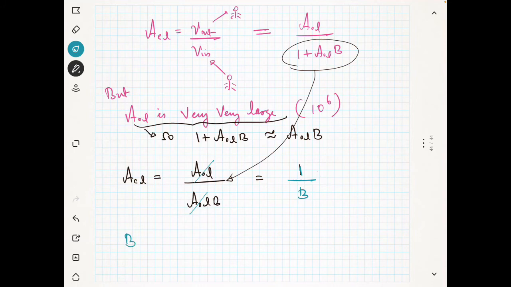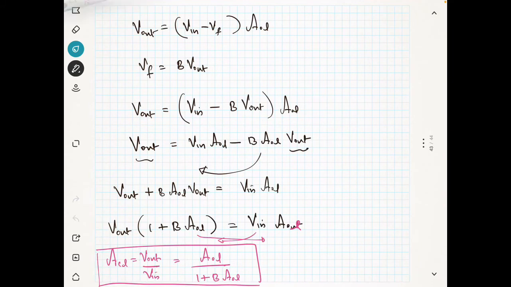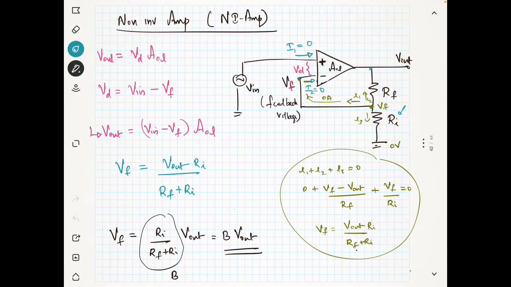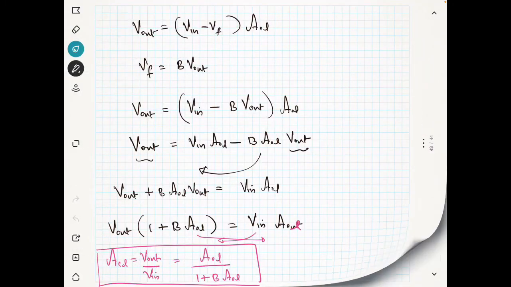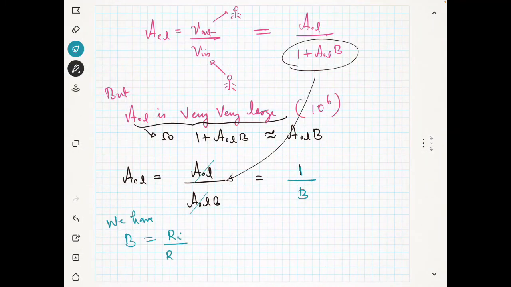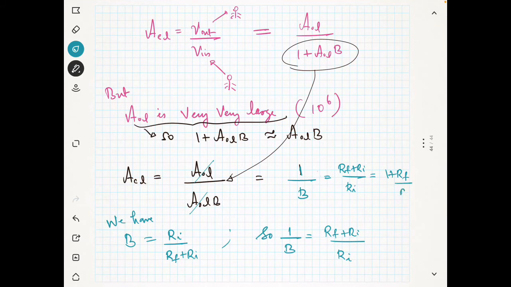And you know what is B? We have already assumed what is B here. B is equal to Ri by Rf plus Ri, right? So 1 by B, what is 1 by B? It is equal to Rf plus Ri by Ri, right? So I can write this as Rf plus Ri by Ri, which is equal to 1 plus Rf by Ri, right? I can cancel out the terms.